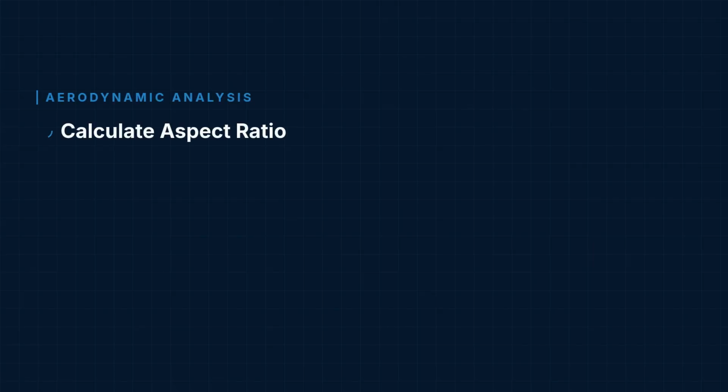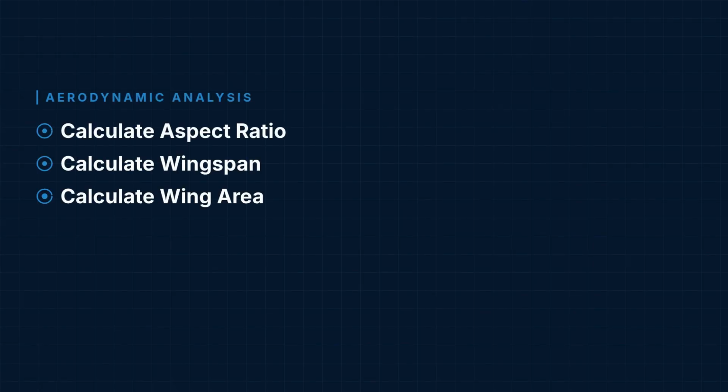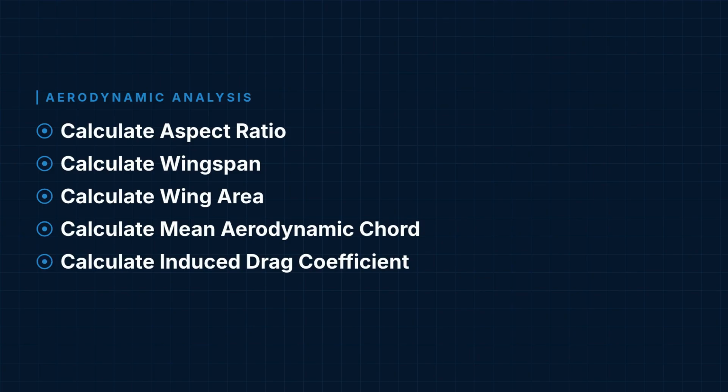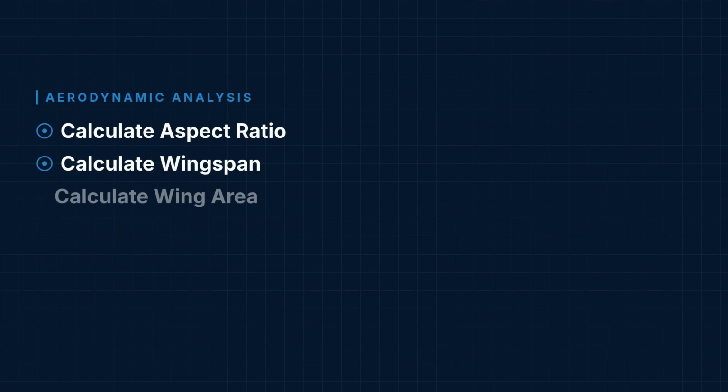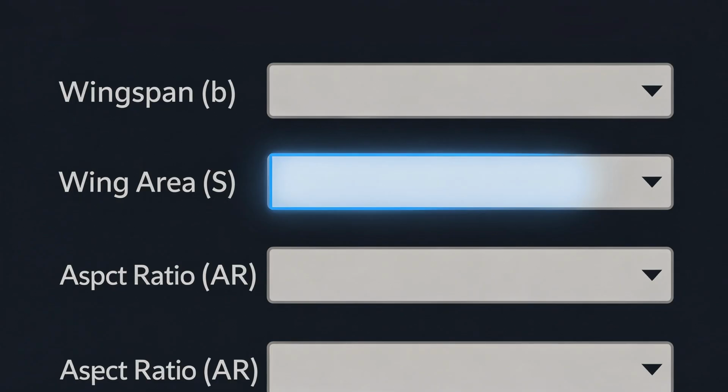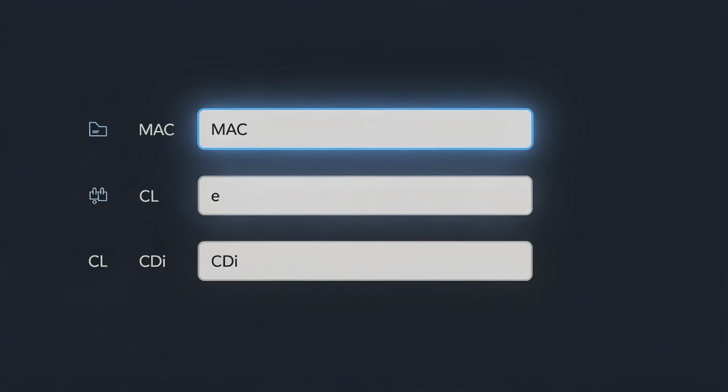You can calculate aspect ratio, calculate wingspan, calculate wing area, calculate mean aerodynamic chord, calculate induced drag coefficient, or calculate Oswald efficiency factor. For this demonstration, I'm using calculate aspect ratio. Next, enter your wingspan, B, wing area, S, aspect ratio, AR, mean aerodynamic chord, MAC, lift coefficient, CL, Oswald efficiency factor, E, and induced drag coefficient, CDI.